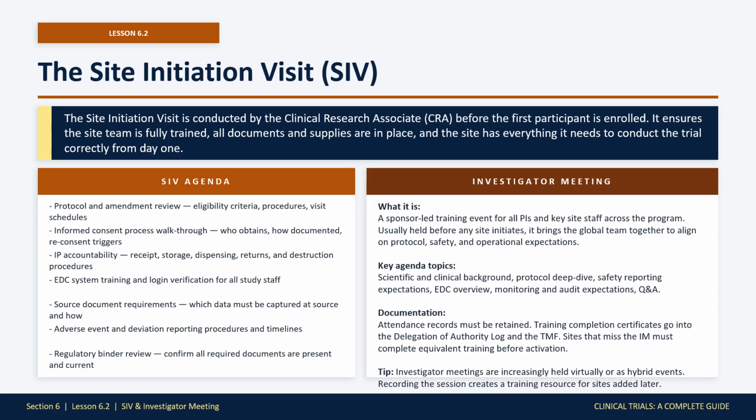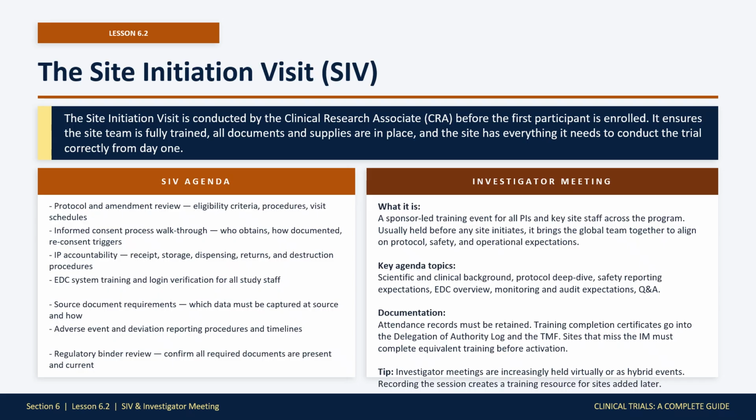The site team must know the timelines and the process for every reportable event. And regulatory binder review. The CRA confirms all essential documents are present, current, and signed before leaving.